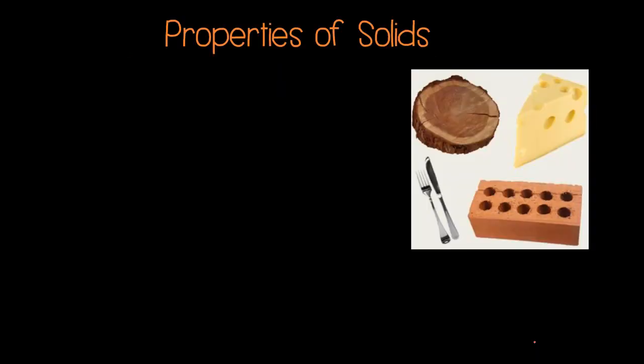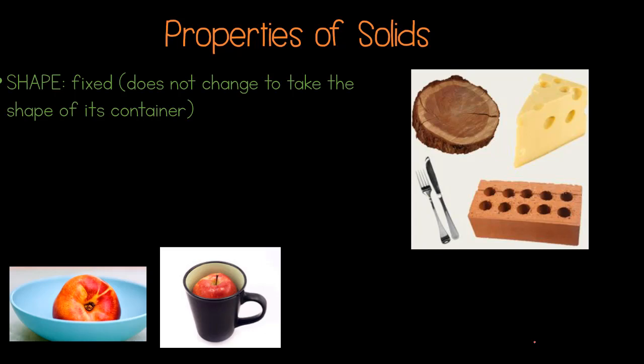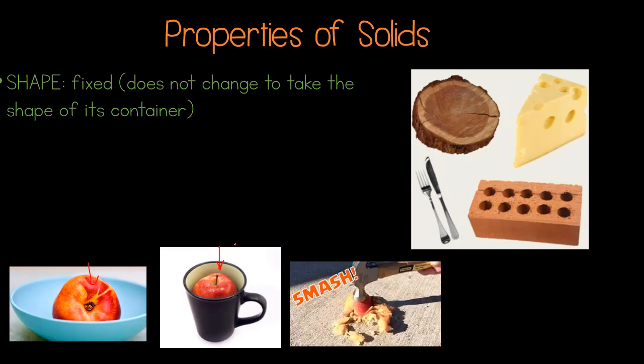So let's start with the properties of solids. There are 4 properties. The first one is shape. Solids have a fixed shape, meaning that solids don't change their shape depending on the container that they're in. An apple sitting in a bowl is still apple-shaped. It doesn't become bowl-shaped just because it's in a bowl. If you put it into a cup, it's still apple-shaped. It does not become cup-shaped. The only way that you can change the shape of the apple is to smash it or cut it.